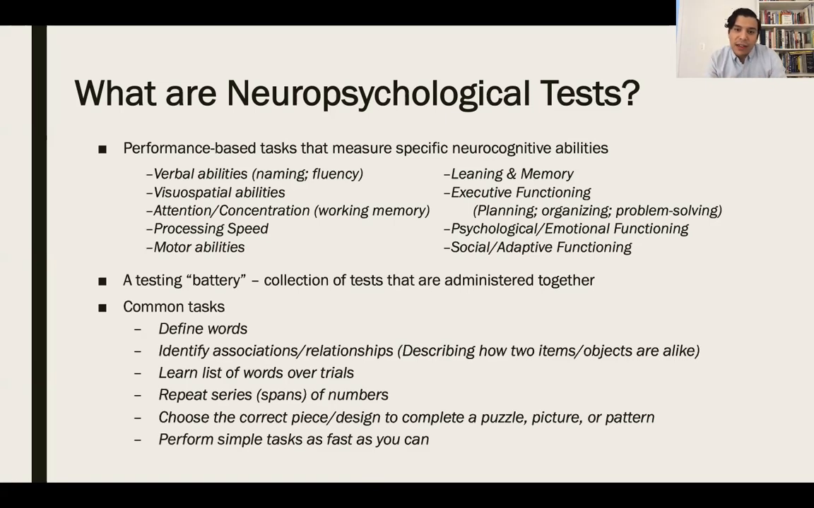Some common tasks involved in neuropsychological tests include asking participants or patients to define words, identify associations or relationships, such as describing how two things or items are alike or similar, learning lists of words over multiple trials, repeating spans of numbers, choosing the correct piece or design to complete a picture, puzzle, or pattern, and performing simple tasks as fast as you can, which would be a measure of processing speed.